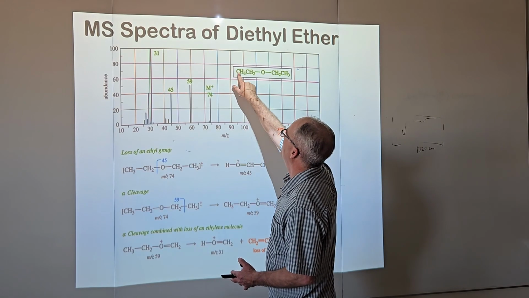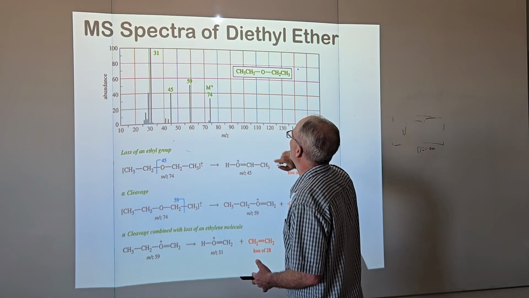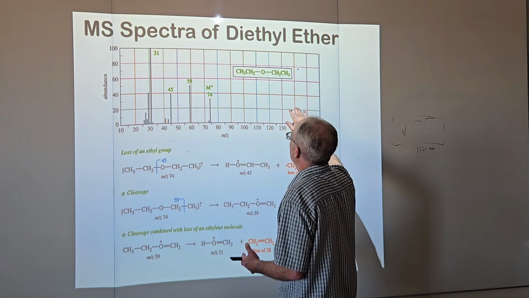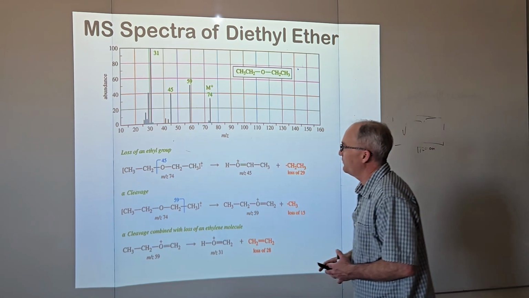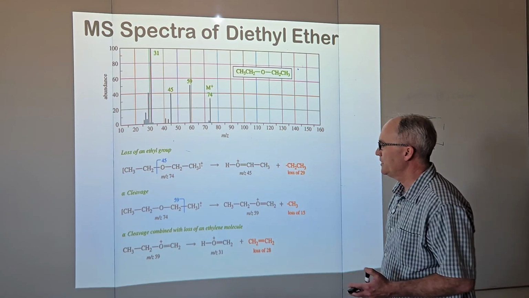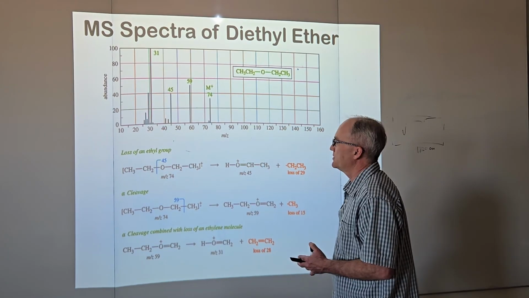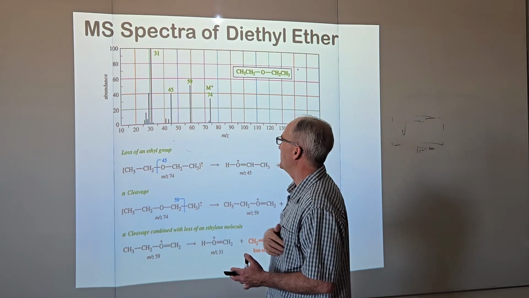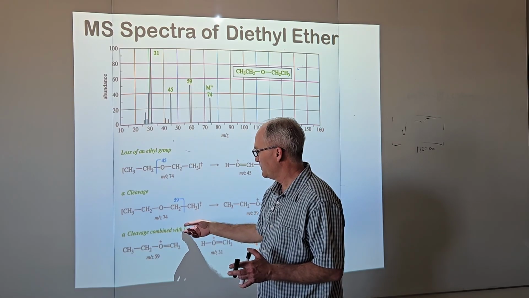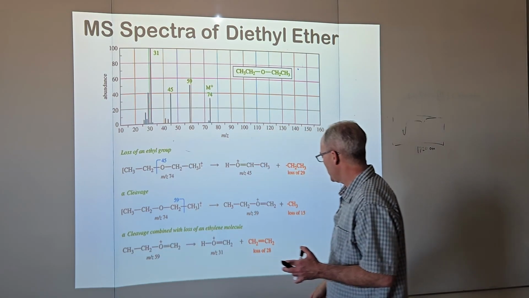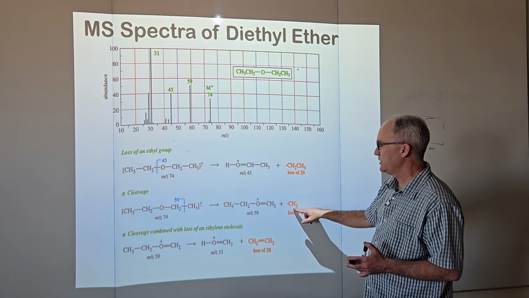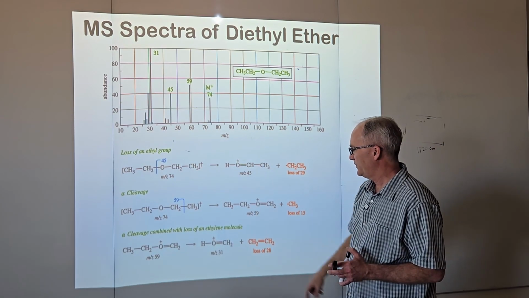So here's an ether, 1, 2, 3, 4. 4 times 12, 48, plus 10, 58, plus 16, should get us to 74. So here's loss of an alkyl group. 29 from 74 is 45. There's our 45 peak. Let's look at alpha cleavage. This thing's diethyl ether, symmetric. That'd be loss of a methyl. It gives us our 59. 74 minus 15 should equal 59.